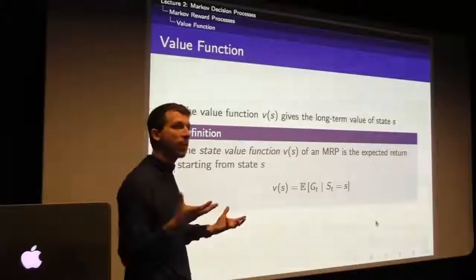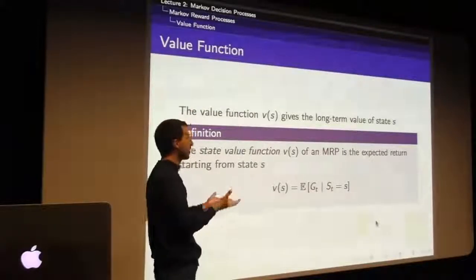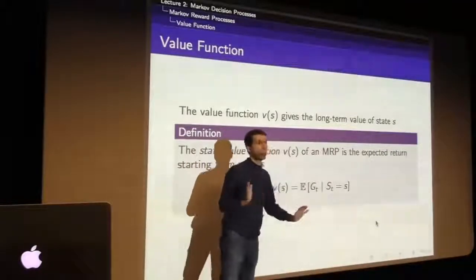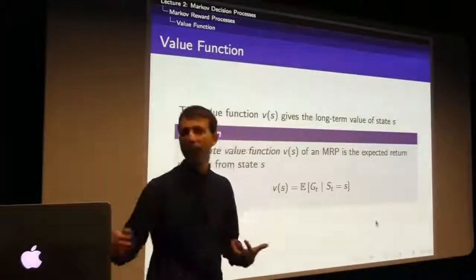And so the formulation of our problem is to say, let's first of all just measure that. So in an MRP, there's no concept of maximizing. We're just saying, let's just measure how much reward we'll get. But when we get to MDPs, we want to maximize this quantity.